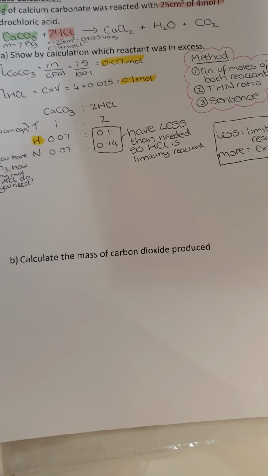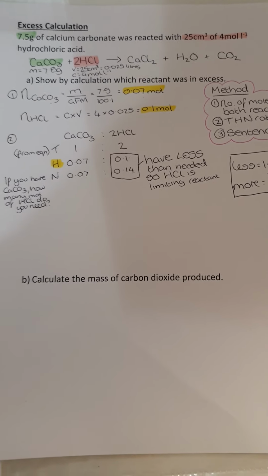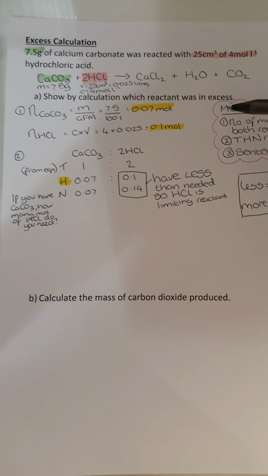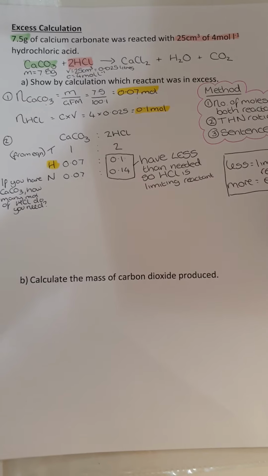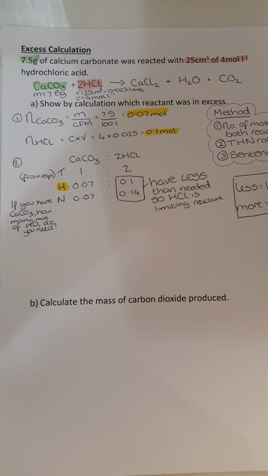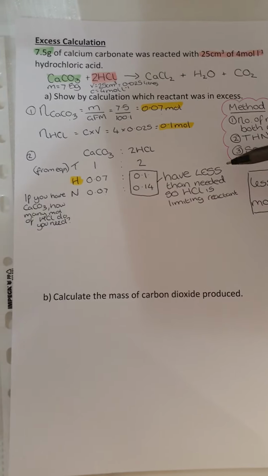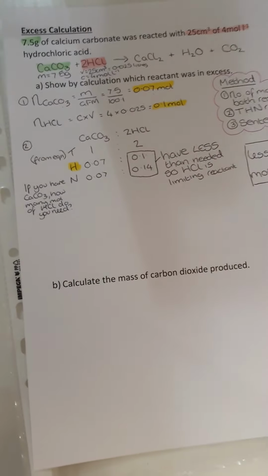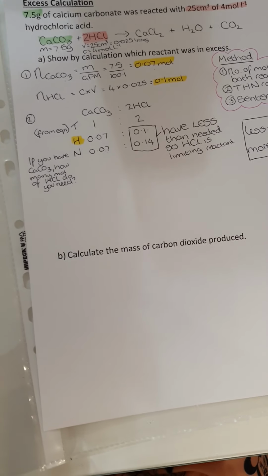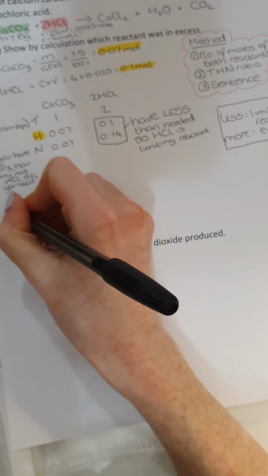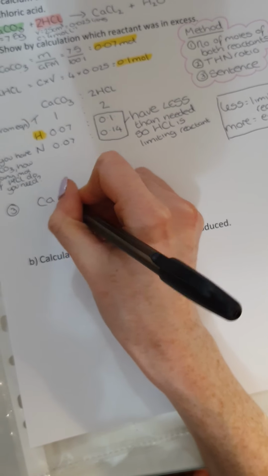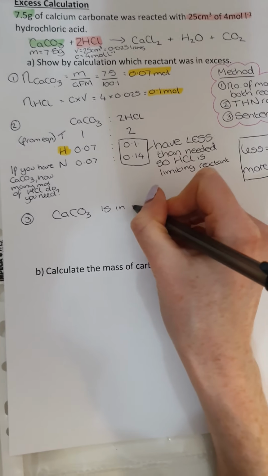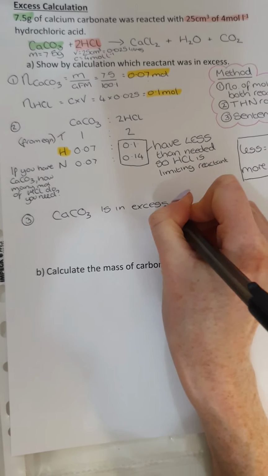Now, the original question said, show by calculation which reactant was in excess. So if it asked for what one was limiting reactant, this would be enough. That sentence would award you the mark. But it's excess. So if it's excess, it's just the opposite reactant left. So in this case, CaCO3. So you would need a final sentence to actually point out the excess. So I would write CaCO3 is in excess. And that would be you finished.